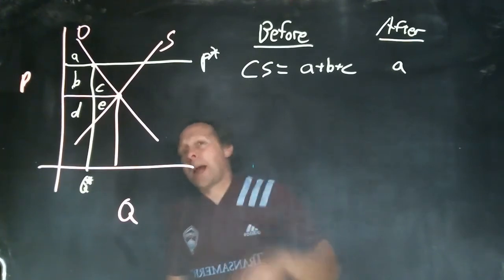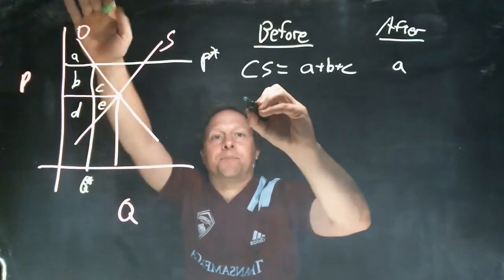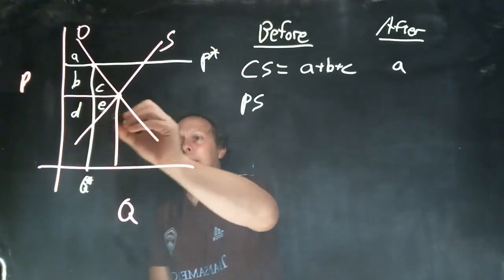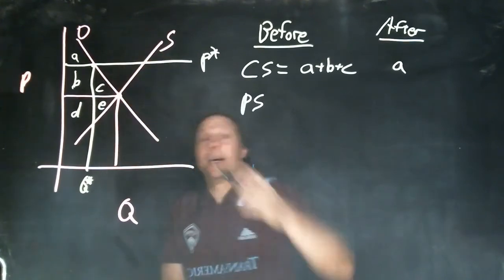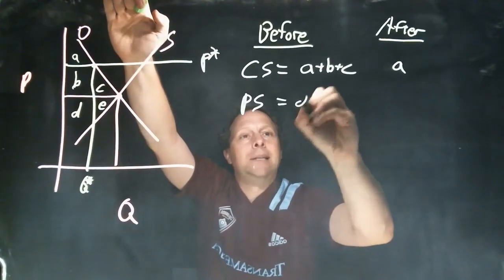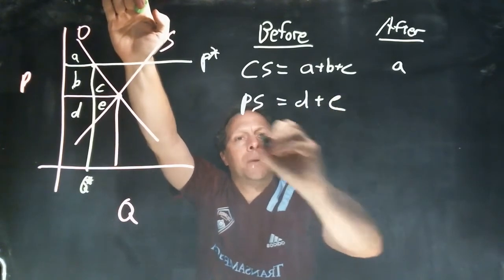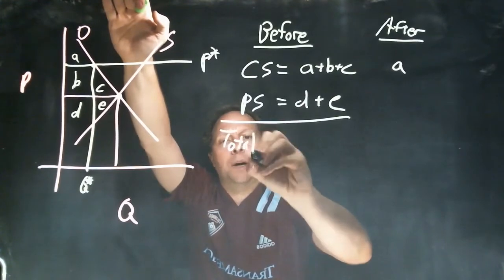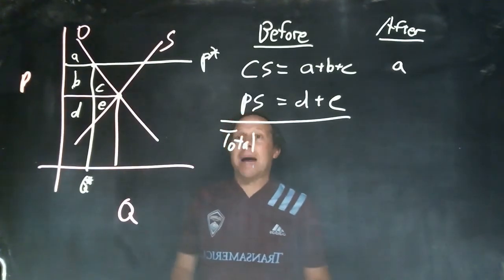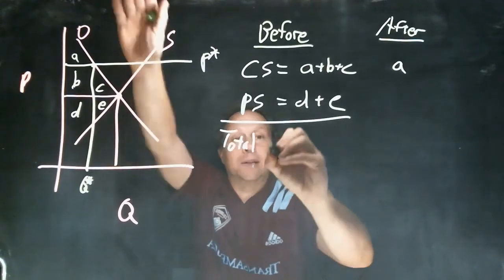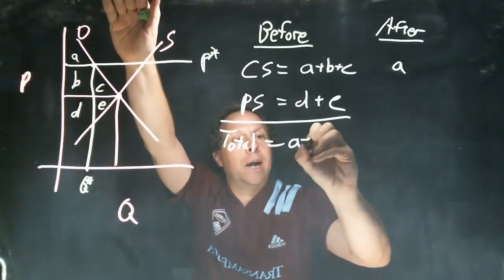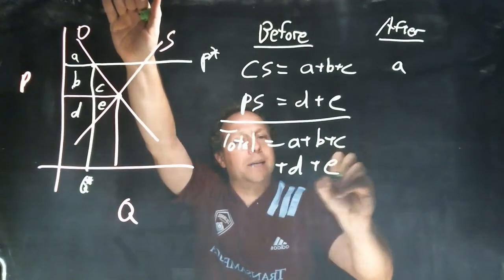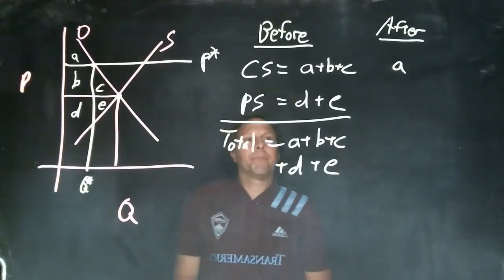Okay. Now, what about producer surplus? Well, before, producer surplus was the area D plus E, the area below price and above supply. So that's D plus E. And of course, that means that total surplus in this market before this minimum legal price was equal to the sum of those. So A plus B plus C plus D plus E. So that whole big area.